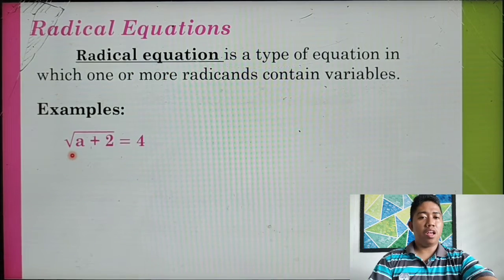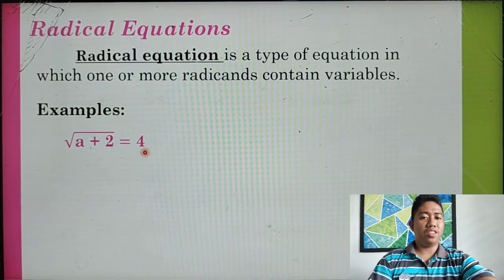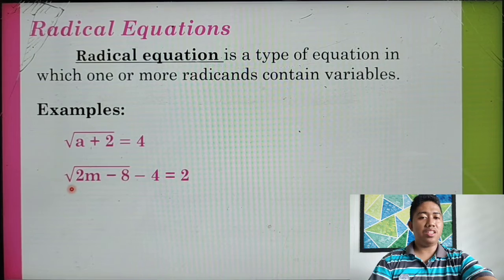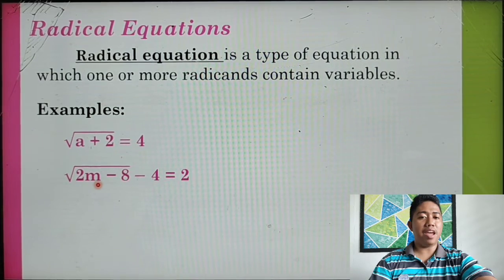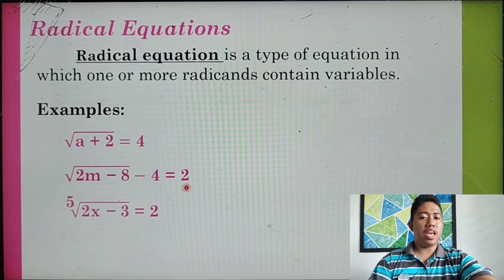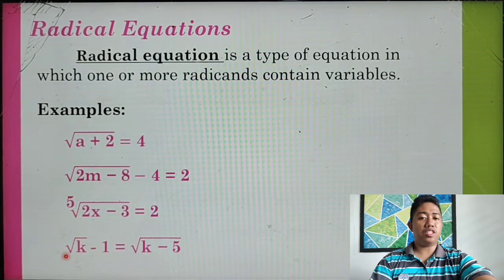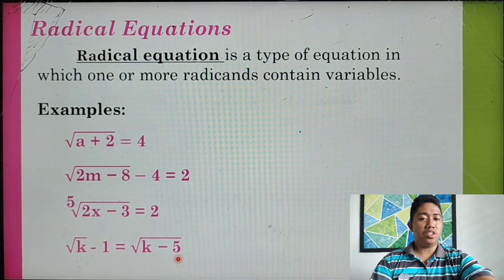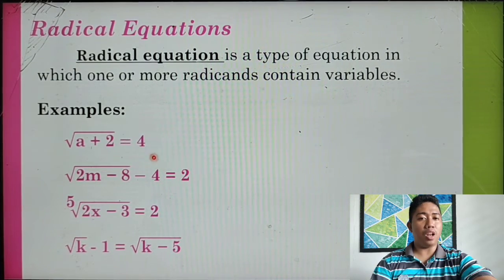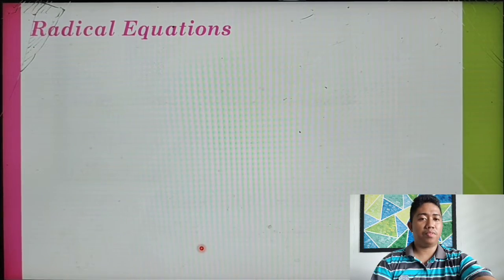We have the square root of a plus 2 is equal to 4. Another, the square root of 2m minus 8, minus 4, is equal to 2. And then we have the fifth root of 2x minus 3 is equal to 2. And another, the square root of k minus 1 is equal to the square root of k minus 5. So these are some examples of what a radical equation looks like.